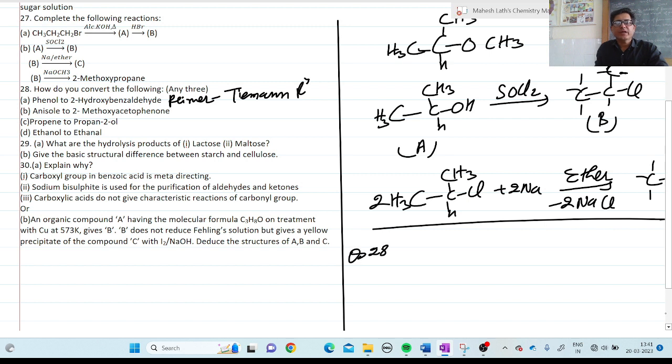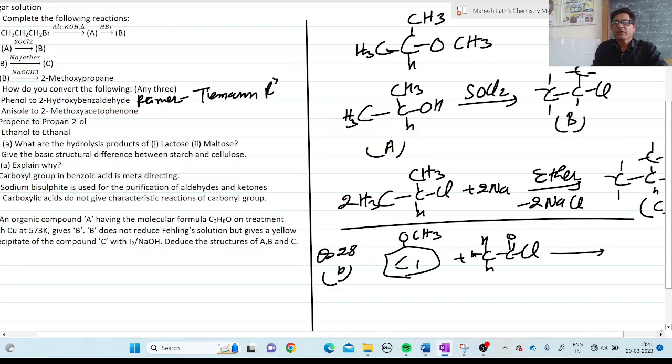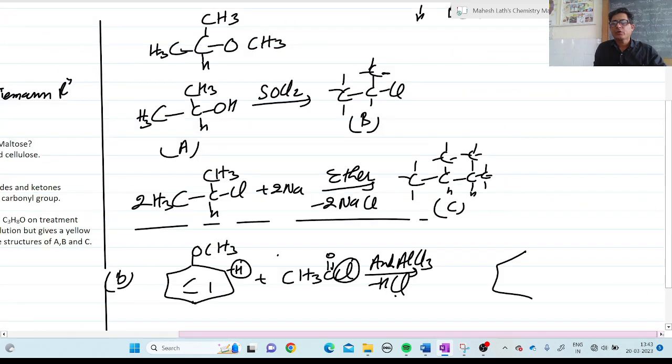Question number 28, part B. Anisole is nothing but methoxybenzene. When we treat it with ethanoyl chloride in presence of anhydrous AlCl3, as methoxy is ortho-para directing, H is removed from the ortho position and Cl from ethanoyl chloride, and the product is the required product in a single step, 2-methoxyacetophenone.